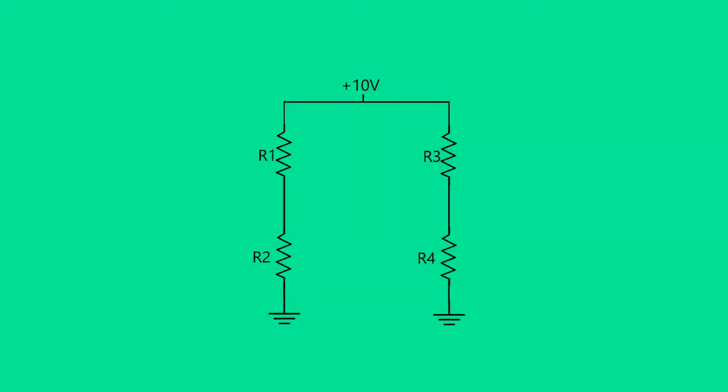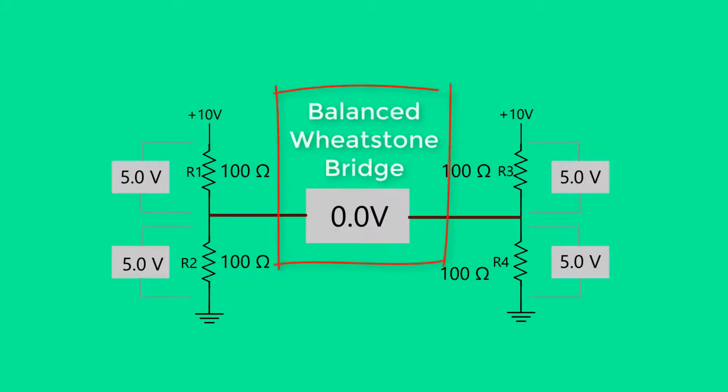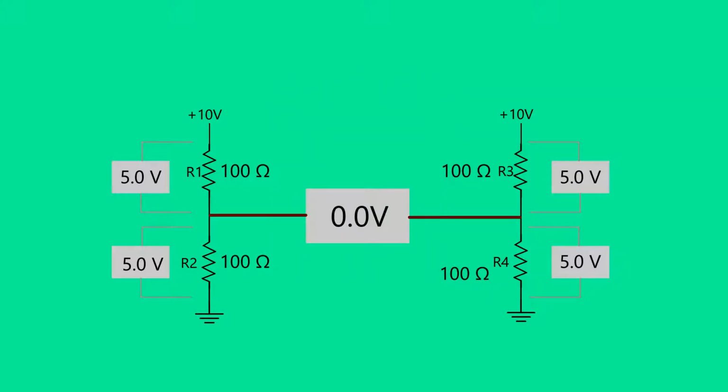The original intent of a Wheatstone bridge circuit was to find the value of an unknown resistance. However, an RTD can be placed in a Wheatstone bridge circuit to accurately identify a temperature. Let's examine how this works. In a balanced Wheatstone bridge circuit, the center voltage is 0.